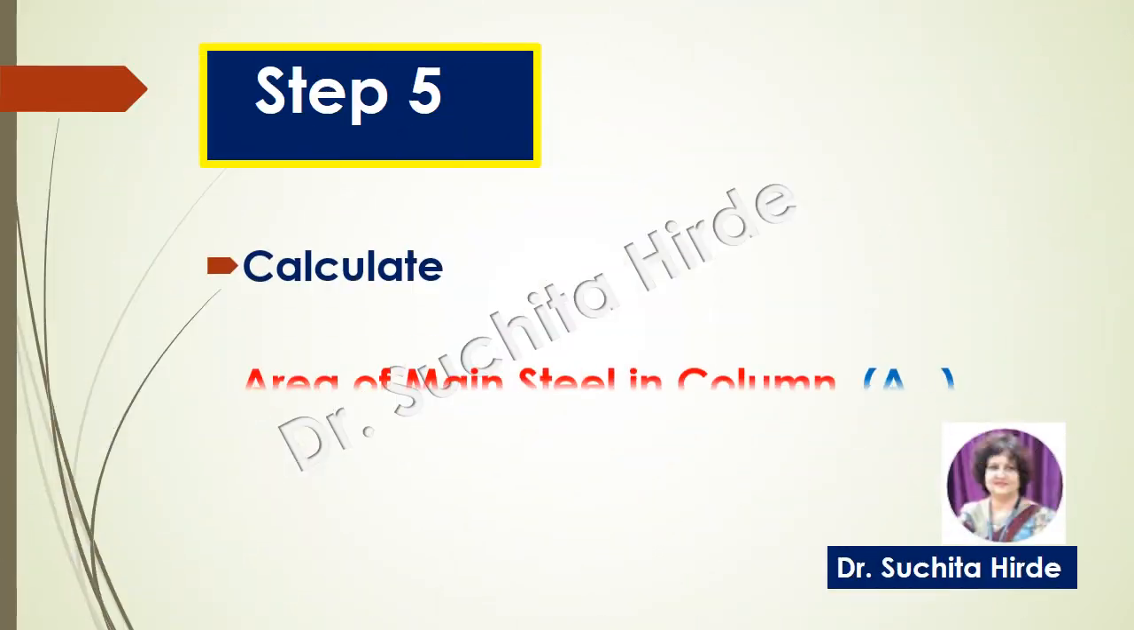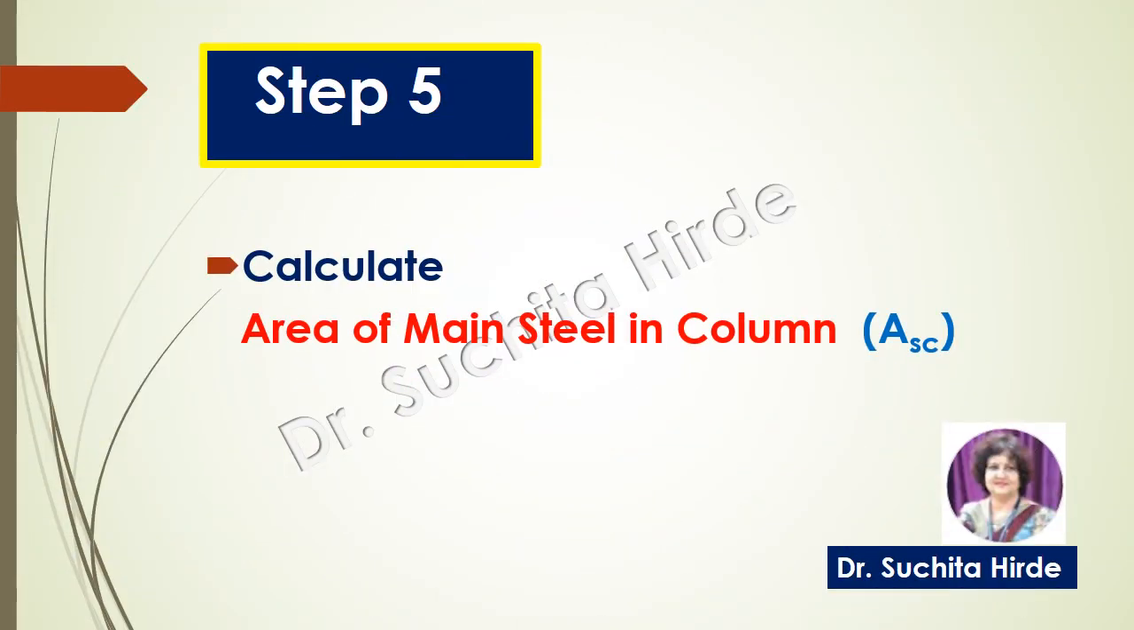Step number 5 is to calculate area of main steel in column, which is also called longitudinal steel in column. In step number 1, we have already decided percentage of steel in column. For example, if you decide percentage of steel as 1%, then Asc is equal to 1 upon 100 into actual area of column which is provided.